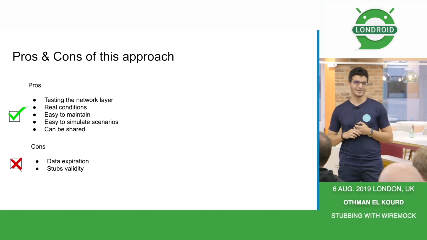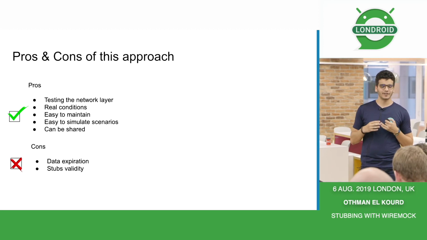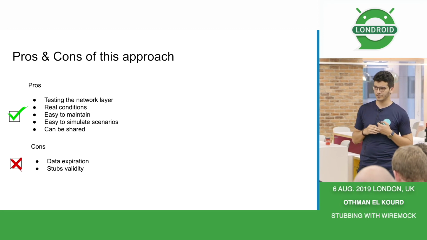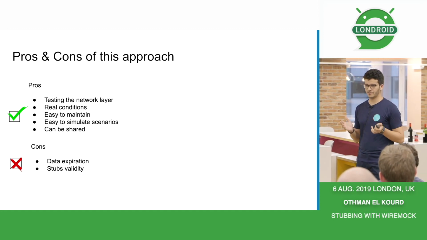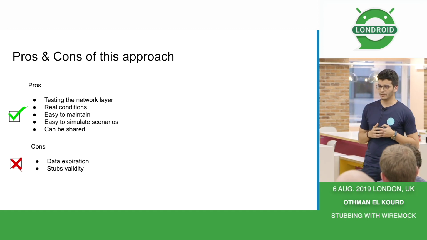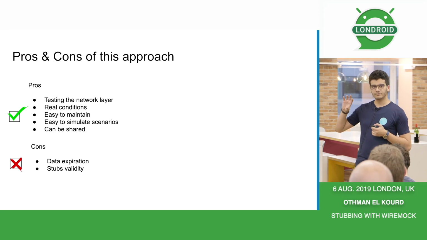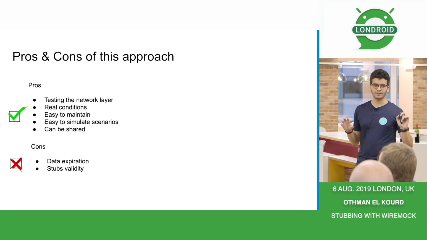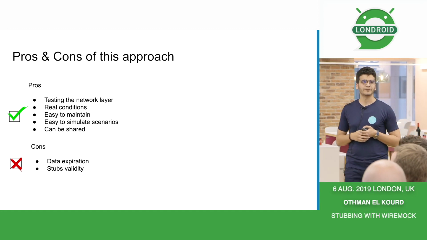So here are some pros and cons of this approach. As I said, using this approach, you will be testing your network layer as well, which is good. You have the guarantee that your app will behave exactly the same, because it's exactly the same real conditions. And it was easy to maintain, because as you saw before, the mock server is separated from our test. So if we need to make any change to our network layer, we don't need to go and change anything on the mock server.